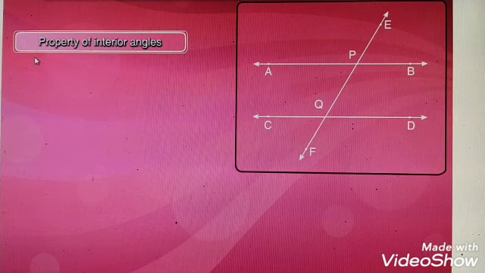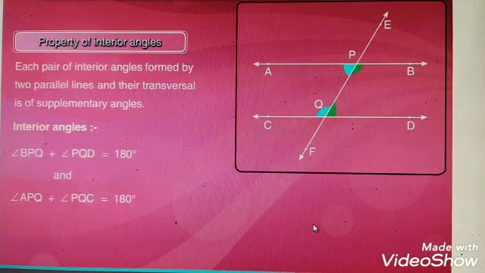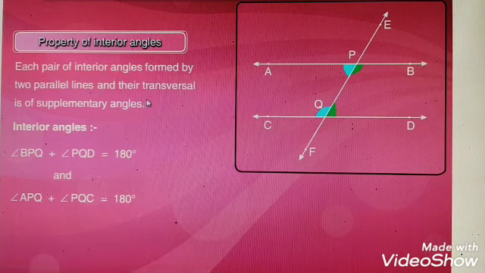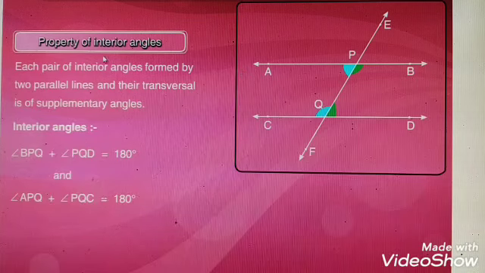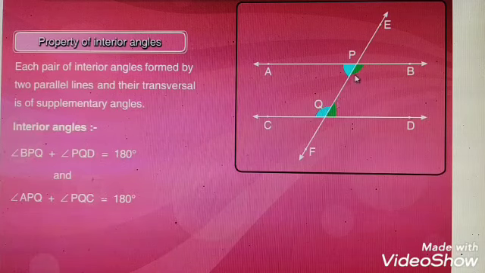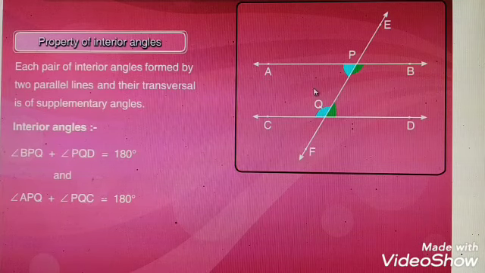Let's see now the property of interior angles. Here you can see each pair of interior angles formed by two parallel lines and their transversal is a pair of supplementary angles, that is, it will be 180 degrees. What is meant by interior angles? Interior means inside, and the inside angles are at P and Q. These four angles are inside the parallel lines, therefore they are called interior angles.